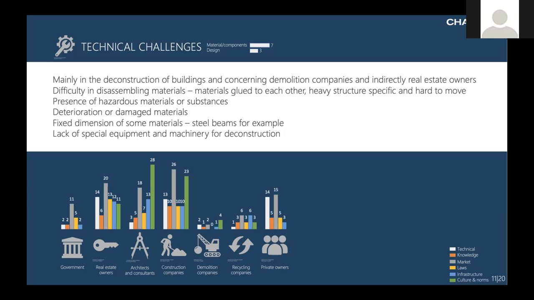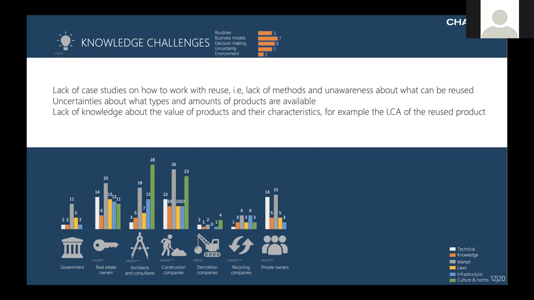When we look into the knowledge challenges, there's a few of them. Some are related to routines, business models, decision-making processes, uncertainty, the environment, and so on. Again, just highlighting a few of them that were identified. So there are very few case studies on how to work with reuse. There is a lack of methods and awareness about what can be reused. There's also a lot of uncertainties about what types and amounts of products are available to reuse. And there is also lack of knowledge about the value of these products and their characteristics. One example is LCA of reused products.